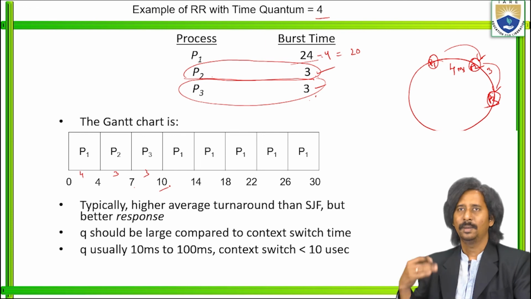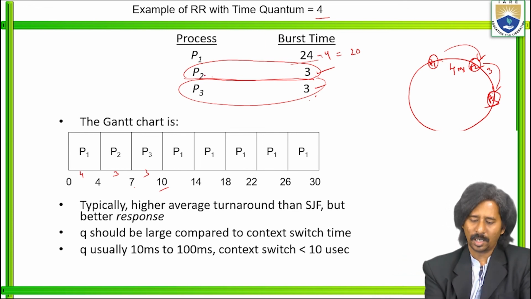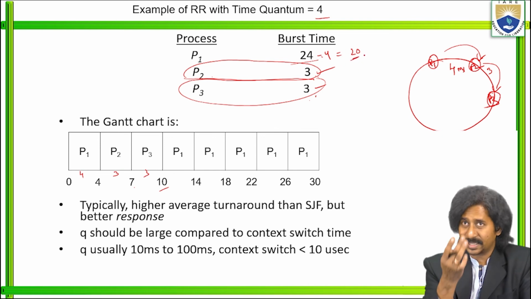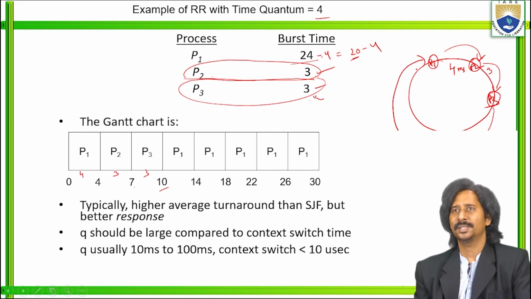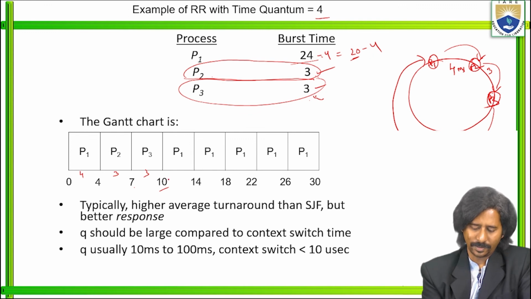Completed. Now the processor checks whether any other process is there. If so, the processor handles the process P1. What is the remaining time in P1? Previously 20. But what is the time quantum here? 4. So the processor goes from P3 directly to P1, and only 4 milliseconds are executed. After that, the process P1 is preempted again.